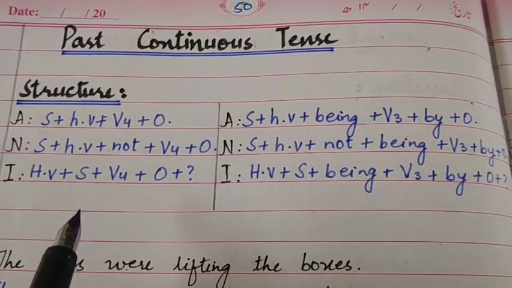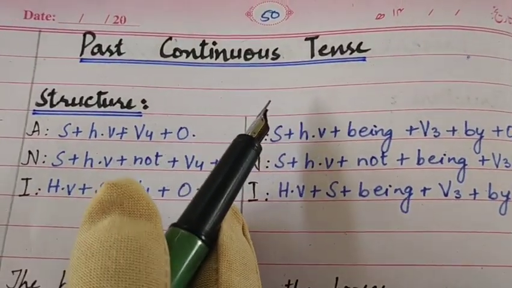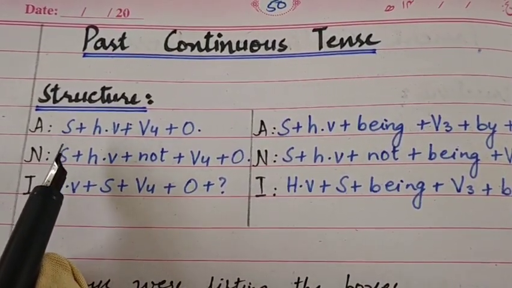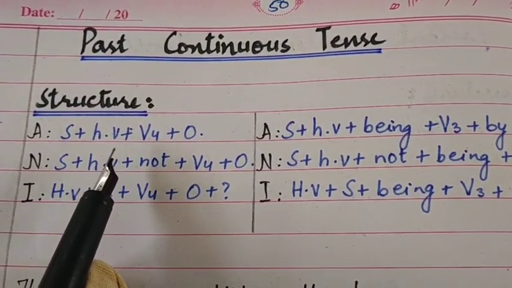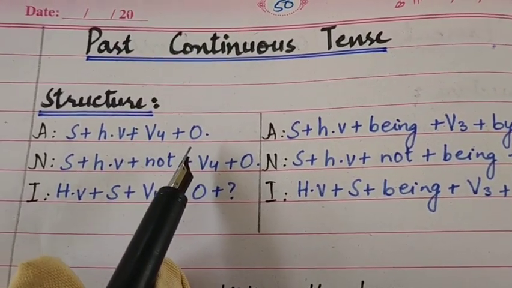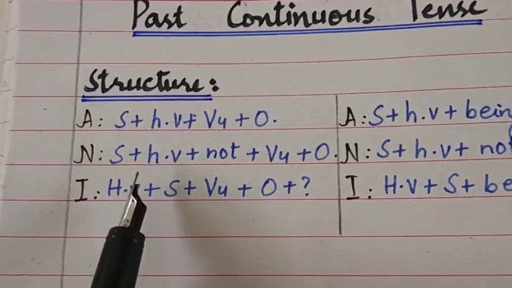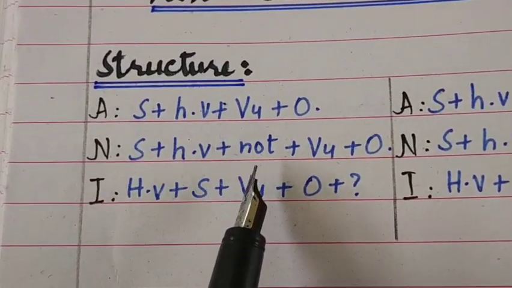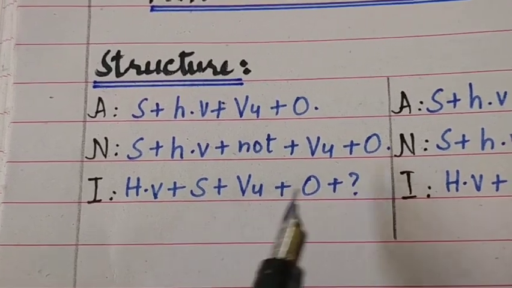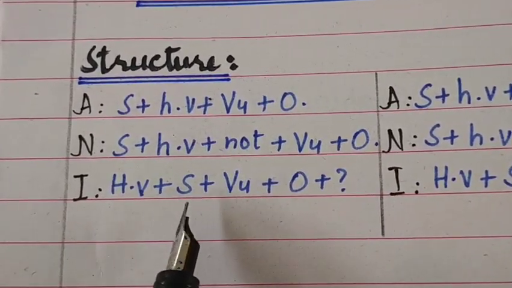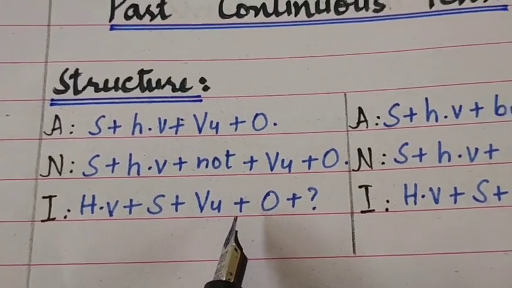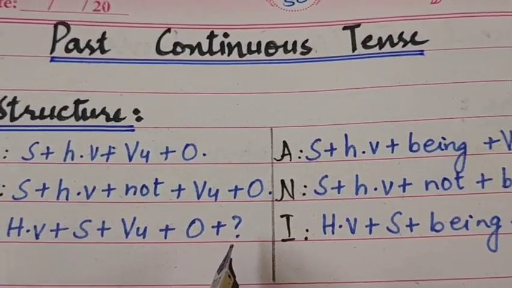The next tense is past continuous tense, and this is the structure of active voice: subject plus helping verb plus verb fourth form, that is the ing form, plus object. Then subject plus helping verb plus not plus ing form plus object, and helping verb plus subject plus present participle plus object plus question mark.